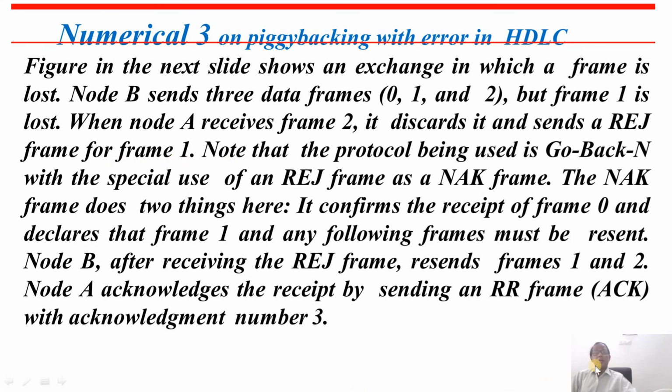Note that the protocol being used is Go-Back-N, with the special use of a reject frame as a negative acknowledgement frame. The negative acknowledgement frame does two things here. It confirms the receipt of frame 0 and it declares that frame 1 and any following frames must be resent. Node B, after receiving the rejection frame, resends frame 1 to node A, which acknowledges the receipt by sending the RR frame with acknowledgement number 3.